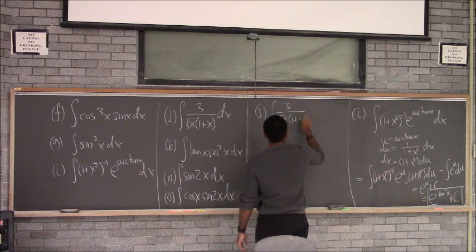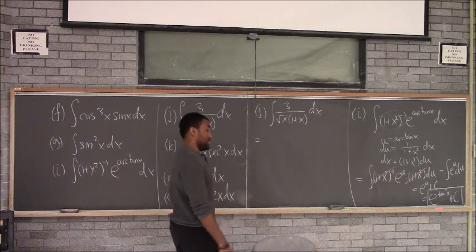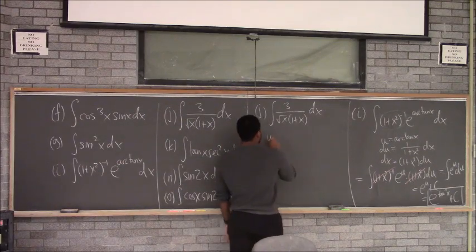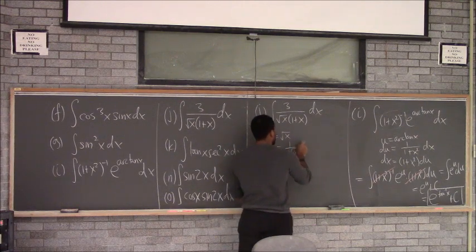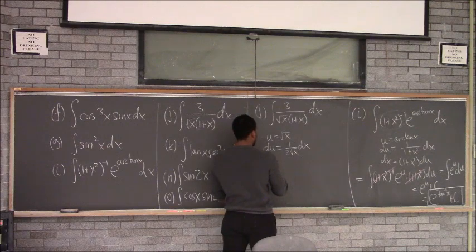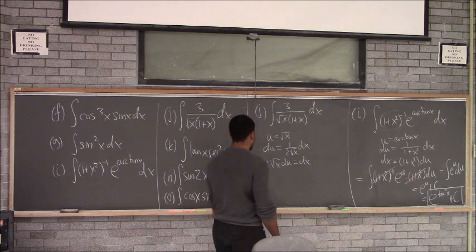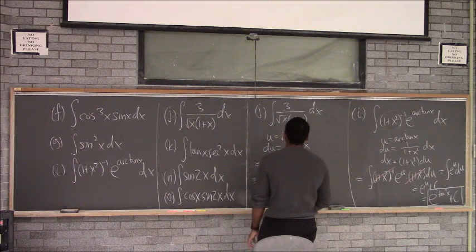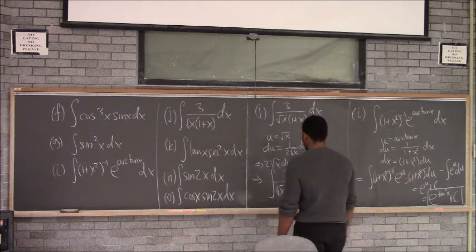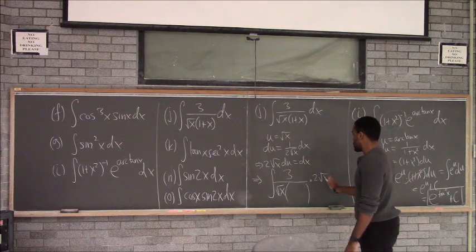Did anyone figure out how to do this one? It's going to be a use of what? Radical x equals the square root of x. Your du is going to be 1 over 2 radical x dx. So this means that your 2 radical x du is going to be the dx. And you're just going to go and plug this in. So you're going to have 3 over radical x. Now I'm going to leave that radical x because I'm going to want to cancel it with the 2 radical x right here.